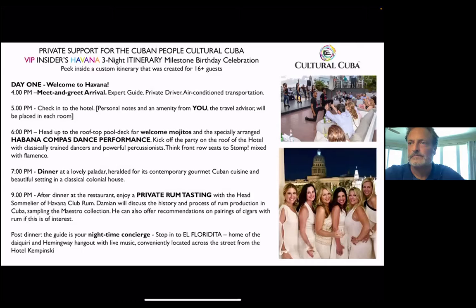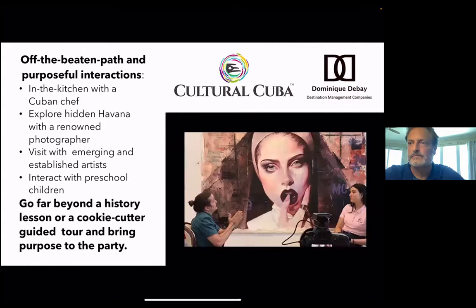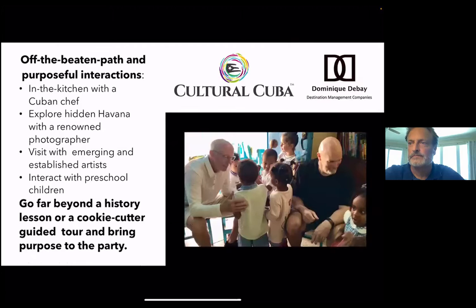We start out by talking about all the cool things you can see and do and experience while you're in Cuba, and then we build this trip based on what your clients want. So another key thing, and this is beyond, of course, just whether it's a destination wedding or whether it's a milestone birthday.